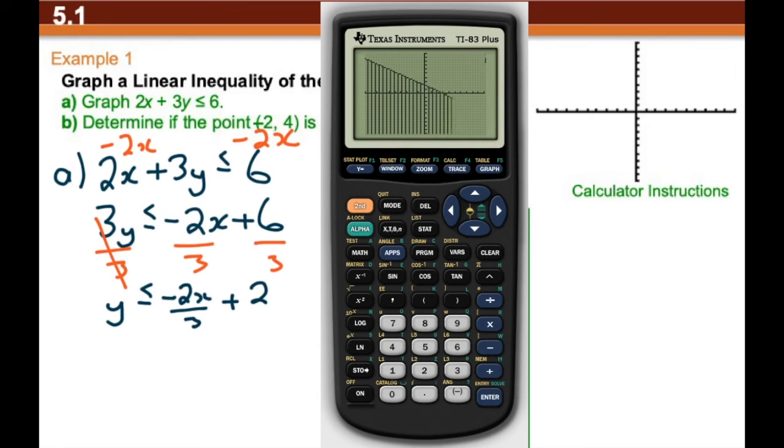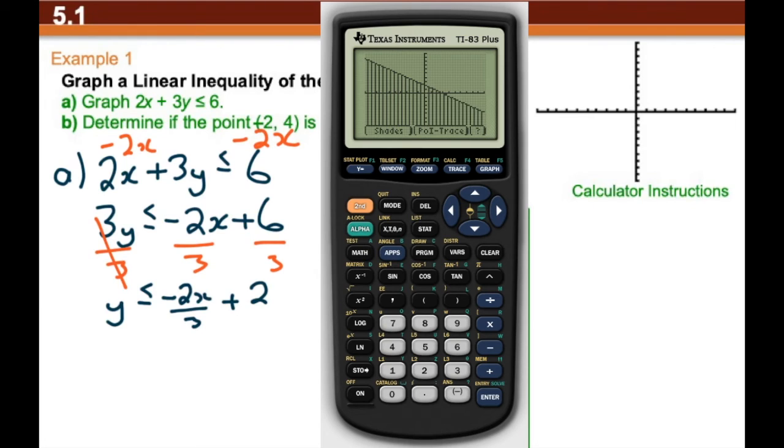It shows it as lines, but it really means that anything in that lower part of the graph qualifies as a solution. We have a line. It is a solid line. I'll get into the difference between solid and dotted on the next example. But this would be what we have to copy out onto the graph.